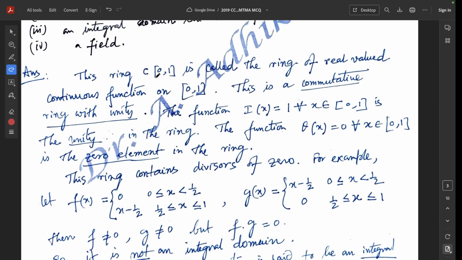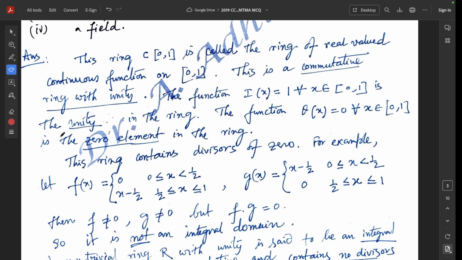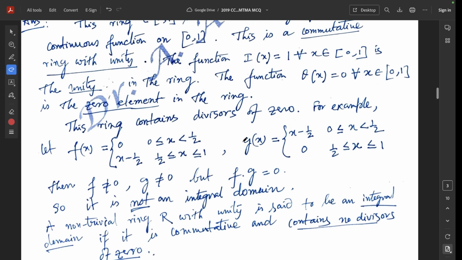And this C[0,1] is a commutative ring with unity. The function I(x) equal to 1 for all x belonging to the closed interval [0,1] is the unity, that is, the multiplicative identity for this commutative ring. The function theta(x) equal to 0 for all x belonging to the closed interval [0,1] is the zero element in the ring. Zero element is the additive identity in the ring.